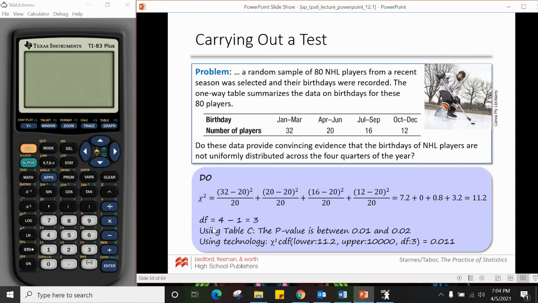Okay. Our degrees of freedom is the number of categories, which is 4, minus 1. So our degrees of freedom is 3. And then I'd use my calculator. So I can come here, second distribution, chi-squared CDF, 11.2, comma, a very large number for our right bound.